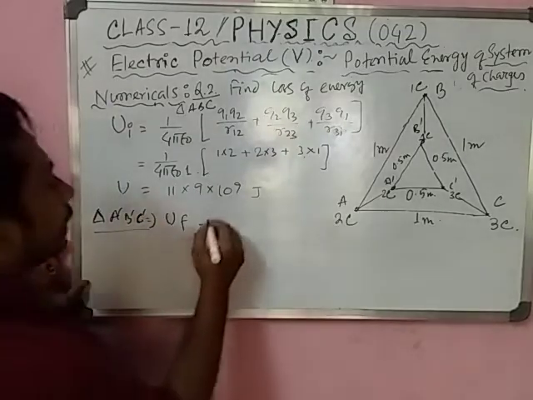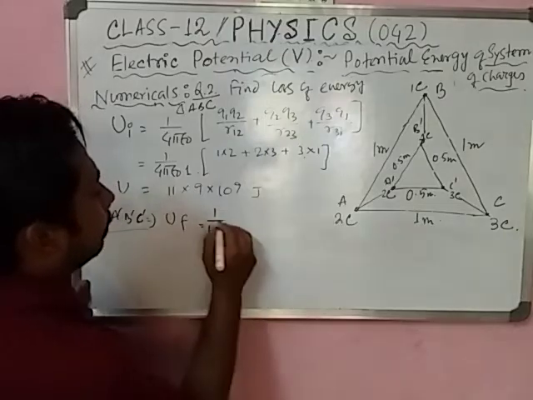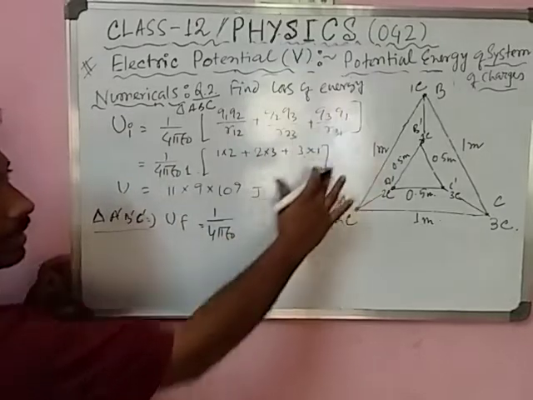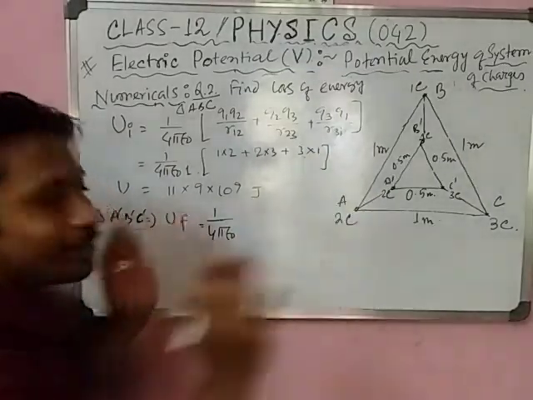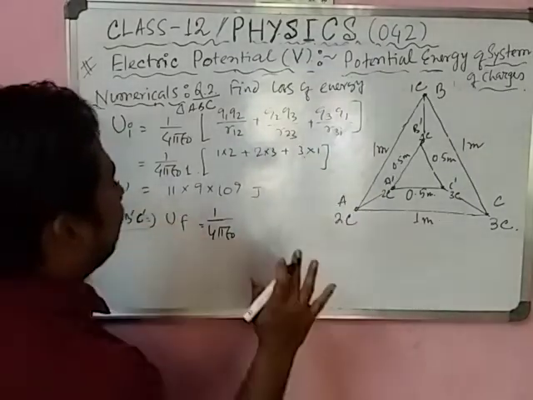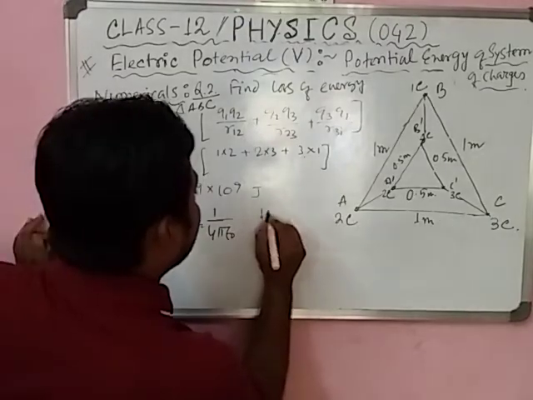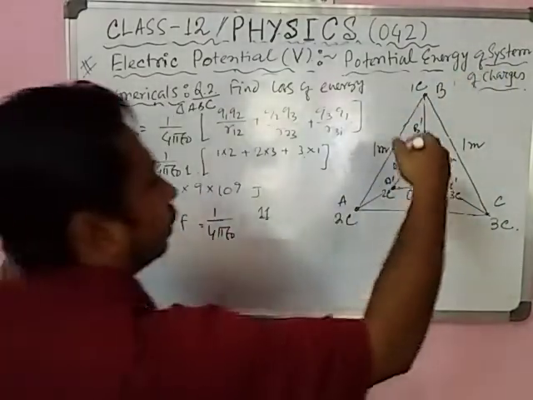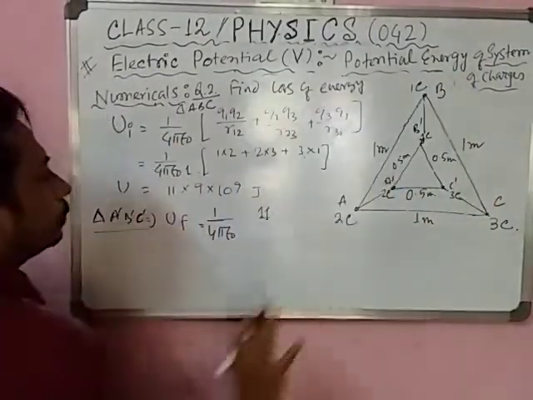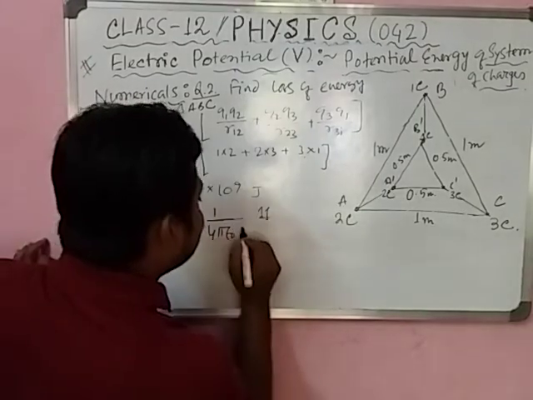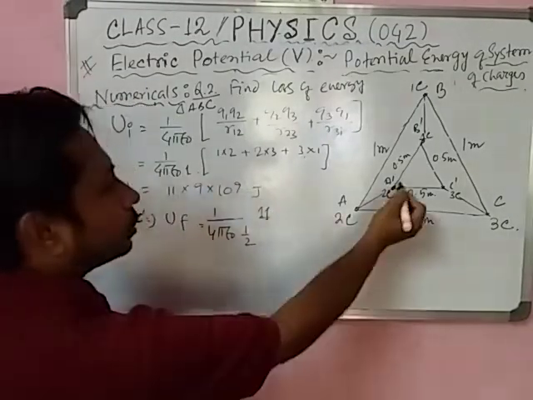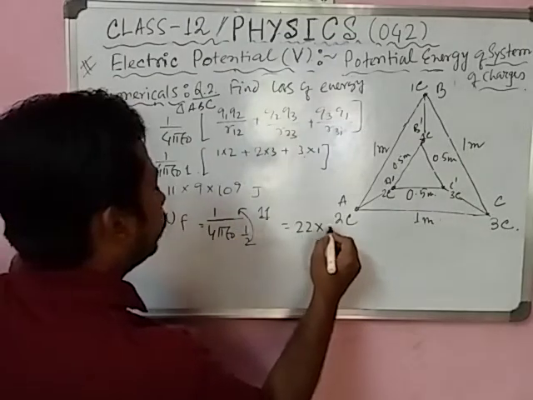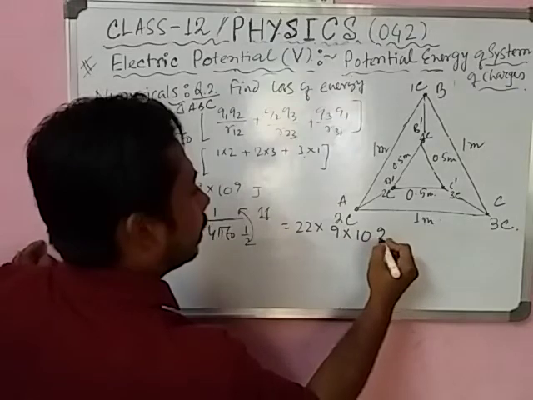UF means a similar thing, you have to write 1 by 4 pi epsilon naught, but now the distance is 0.5 and everything else is as previous, so no need to calculate. You can just put the charges as microcoulomb, and the distance you can write as 1 by 2 because it is 0.5, so the 2 moves up, and it will be 22 into 9 into 10 to the power 9 joule.